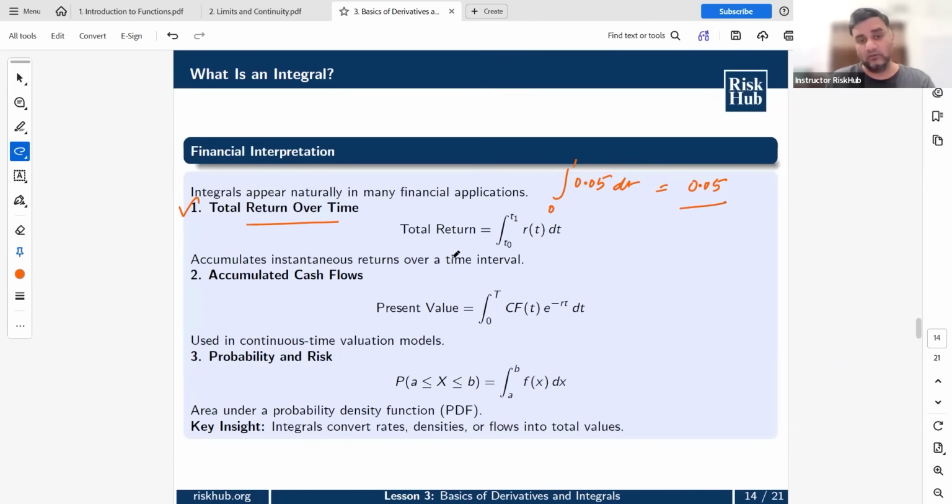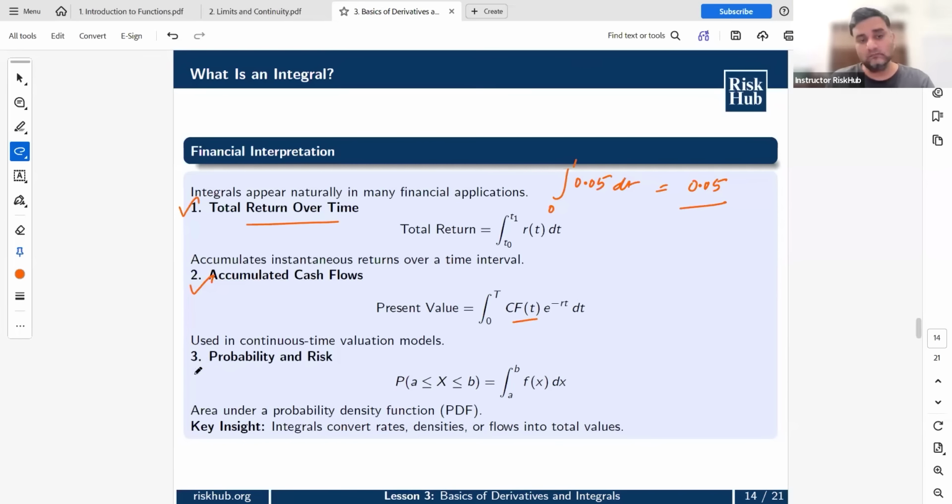Then accumulated cash flow. Suppose cash flow occurs continuously. Present value becomes the integral from 0 to T of CF(t) e^(-rt) dt, where CF(t) is the cash flow at time t and e^(-rt) is the discount factor. The integral sums all your discounted cash flows over time. It is used in applications like infrastructure valuation, dividend discount models, bond pricing models, etc.